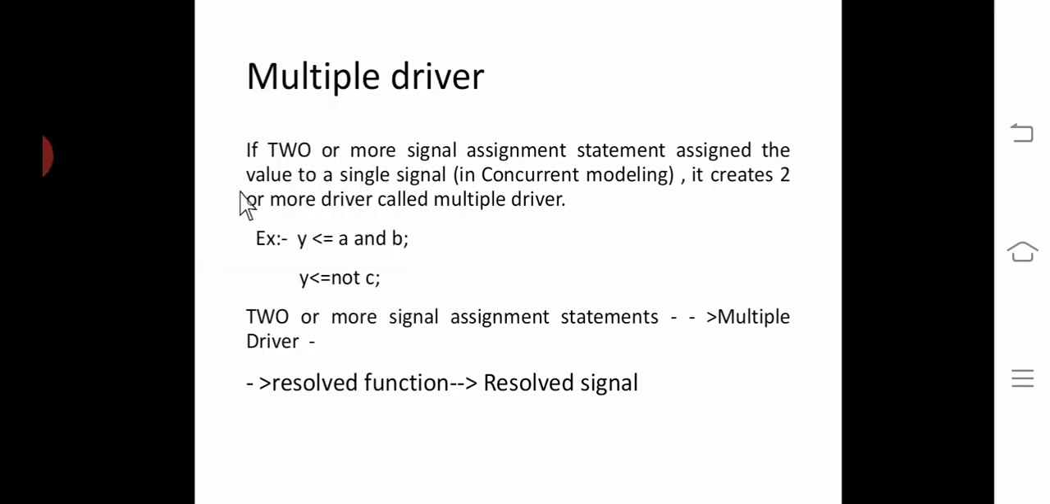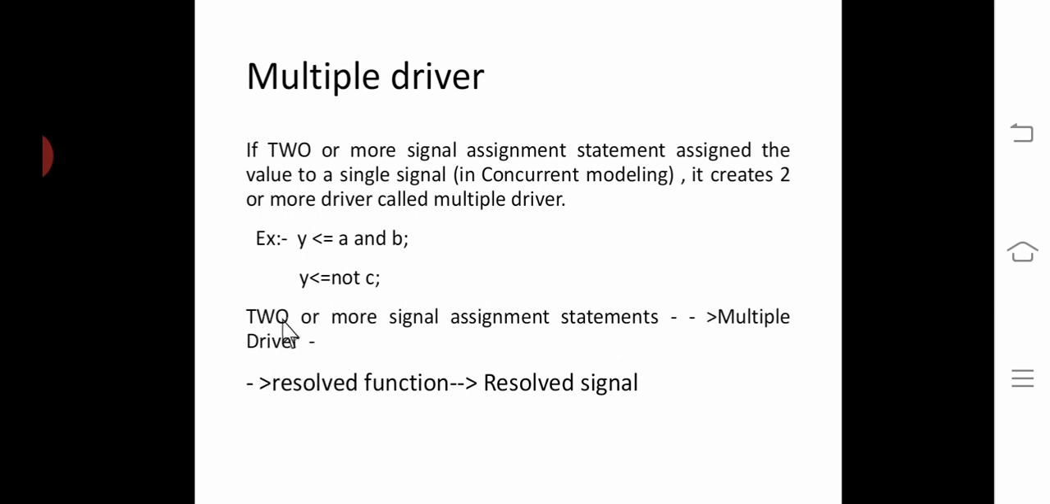Okay, the same thing I have written here. Let us read the sentence once again. If two or more signal assignment statements assign a value to a signal, it creates two or more drivers, called the multiple drivers. Here I already explained this example. In short form also, two or more signal assignment statements is nothing but the multiple drivers.